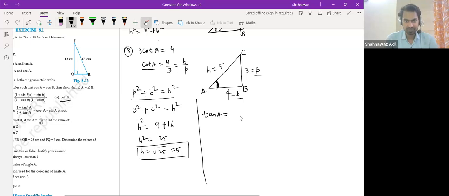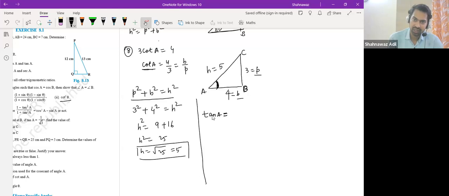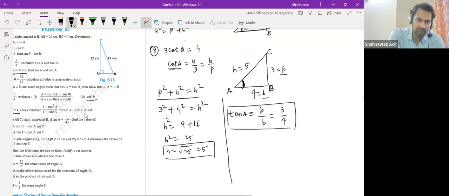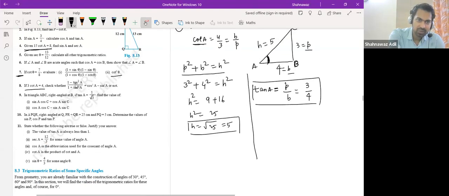Tan theta is the reciprocal of cot theta. So tan is p by b, and p is 3 and b is 4. So this is our tan, right? And in the question, what we need to find out is 1 minus tan square A divided by 1 plus tan square A. And is this equal to cos square A minus sin square A or not? So we have to check whether this is equal or not.